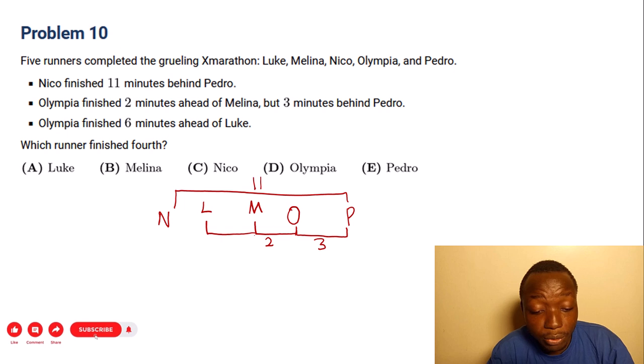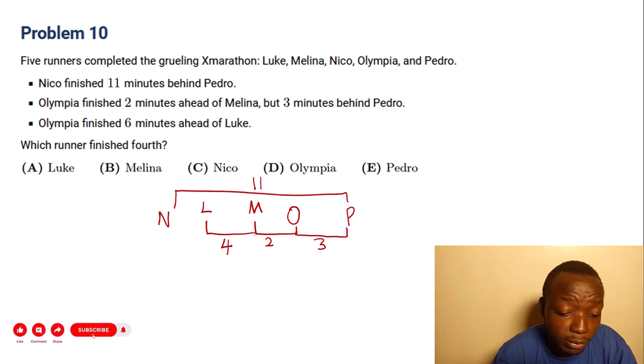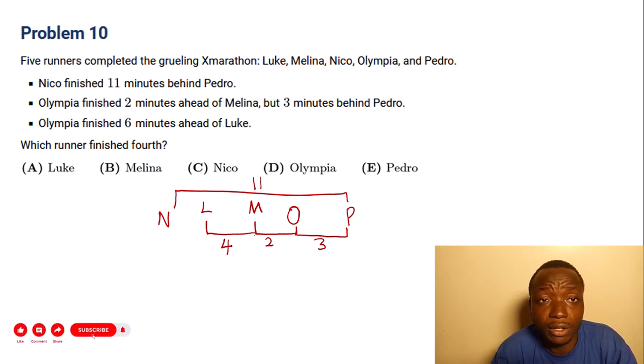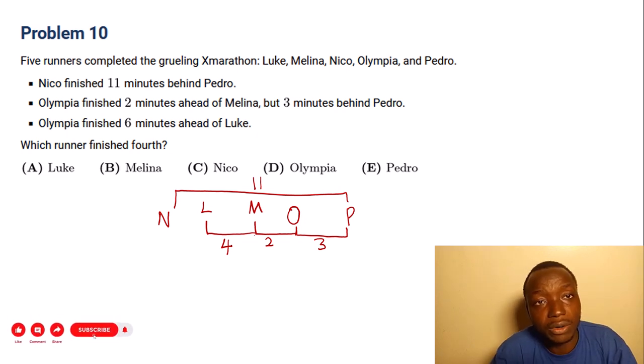So Pedro is first, Olympia is second, Melina is third, Luke is fourth, and Nico is fifth. The question is asking us for the fourth person. So that's Luke. So option A is the correct answer. With this, you see that the first 10 questions in MC8 can actually be solved in less than a minute. In fact, in less than 30 seconds. You just need to understand the concept and apply them correctly.